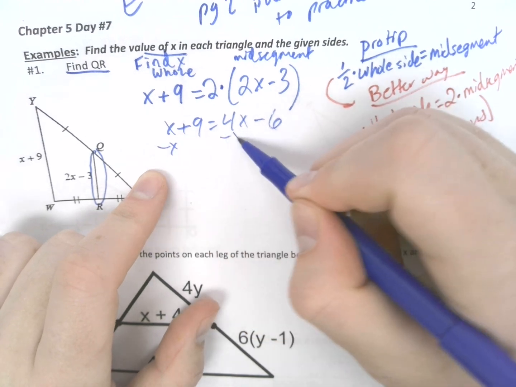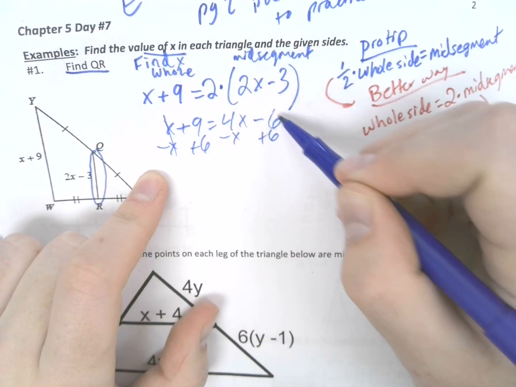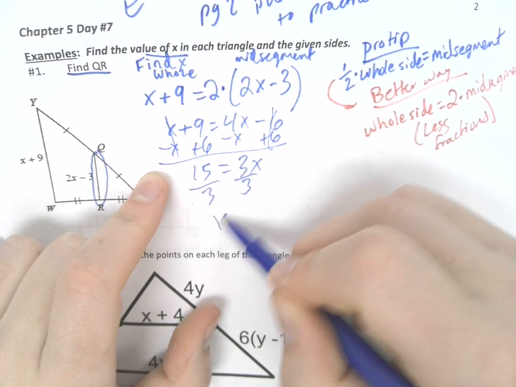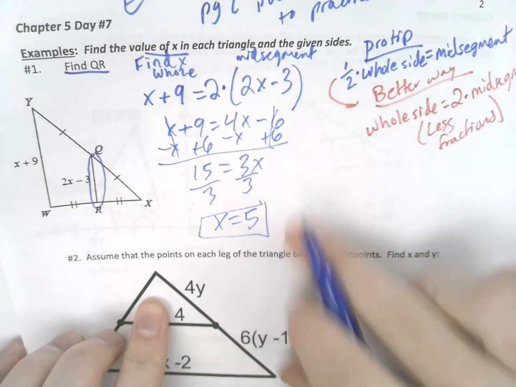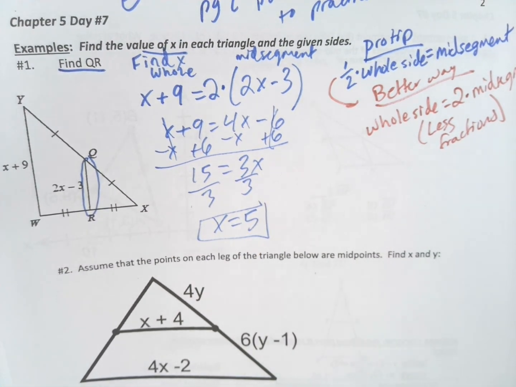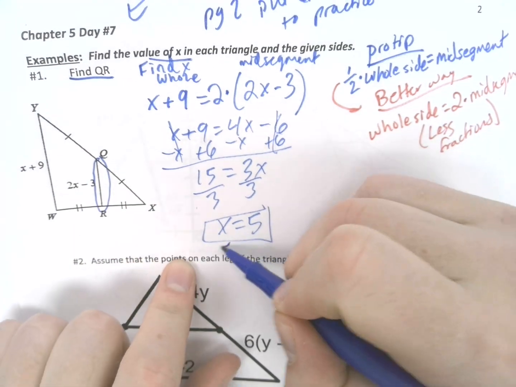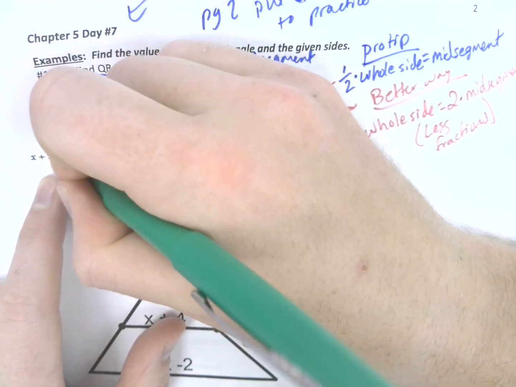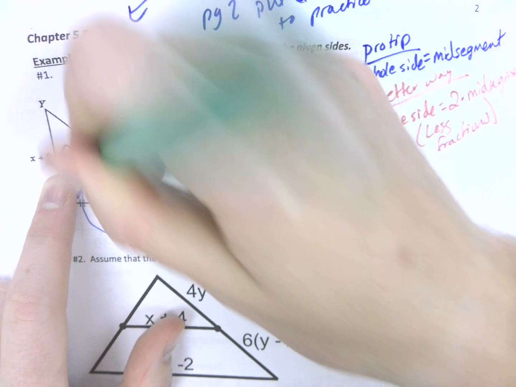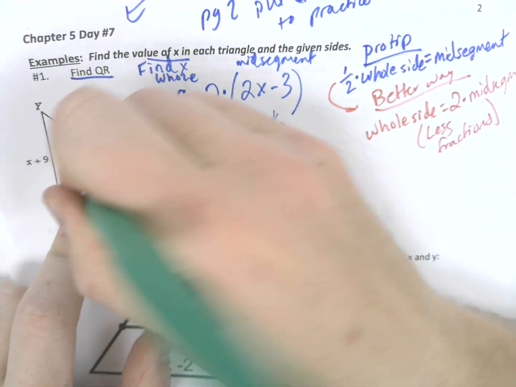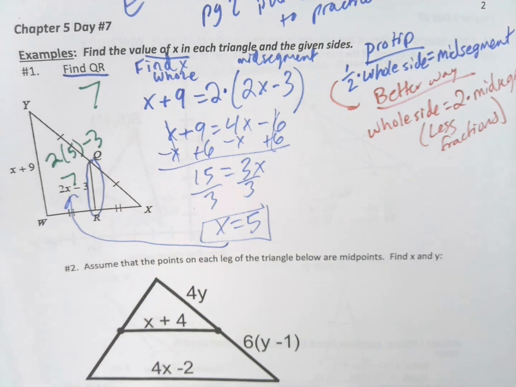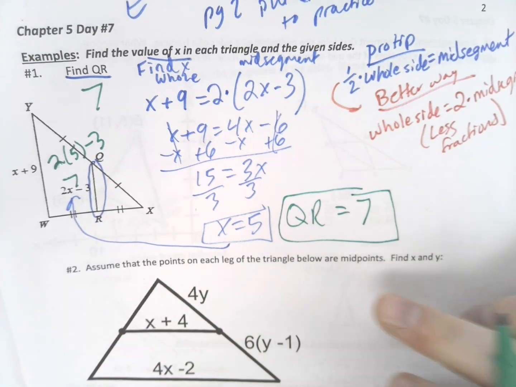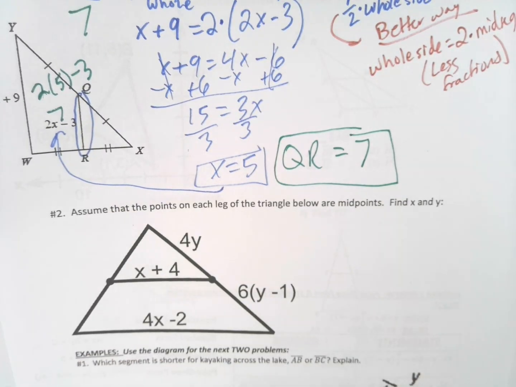Of course, subtract the x over, add the 6 over. 15 equals 3x. Divide by 3. Check it out. We got x equals 5. And if we want to know what QR is, you guys know what to do. Plug that back in. 2 times 5 minus 3. I'm thinking that's going to be 7. So QR equals 7. Nice work, guys. Very nice work.